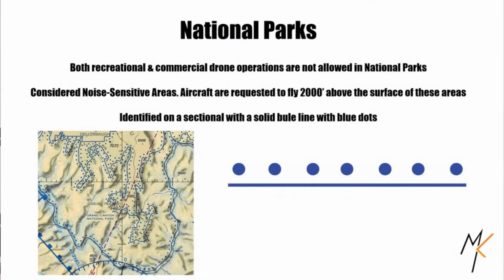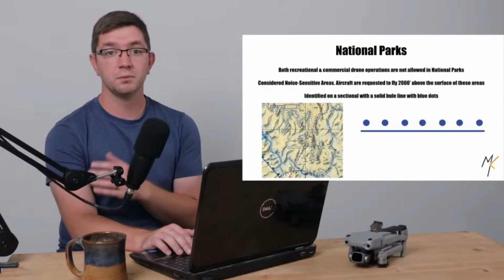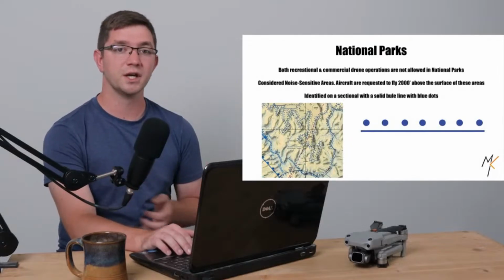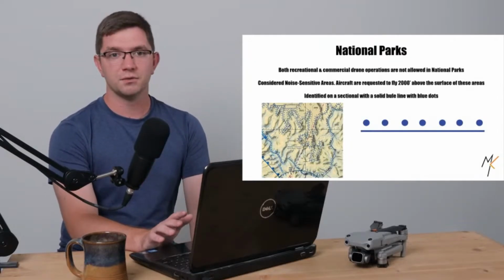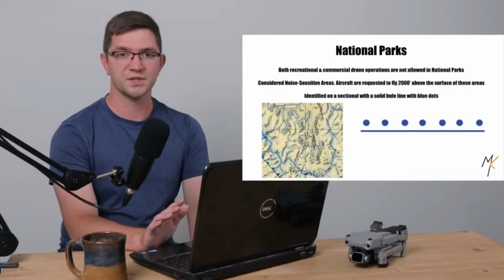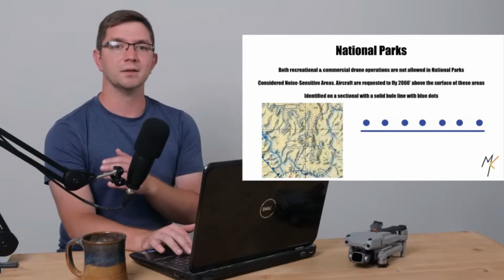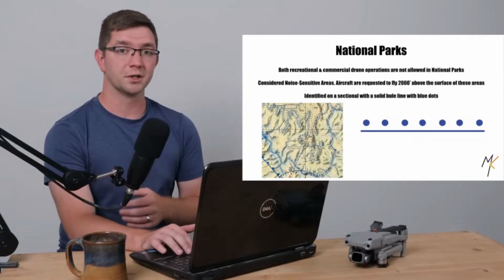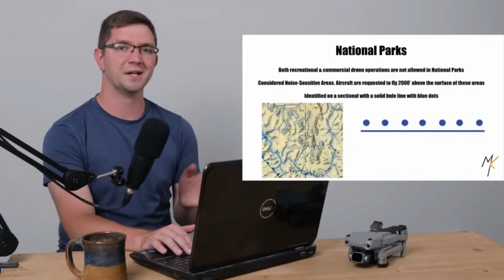National parks. Regardless if you're wanting to fly recreationally or commercially, you are not allowed to fly in a national park. These are protected for many reasons, and if you're caught flying a drone in a national park, you could be fined up to $5,000 and/or put in jail for 6 months. If you have a valid reason to fly a drone in a national park, you can apply for a special use permit. Don't really know exactly how to go about this, but there is a legal path for you to try and be allowed to fly your drone in a national park. On a sectional chart, it's going to look like this. It has a solid blue line with blue dots.